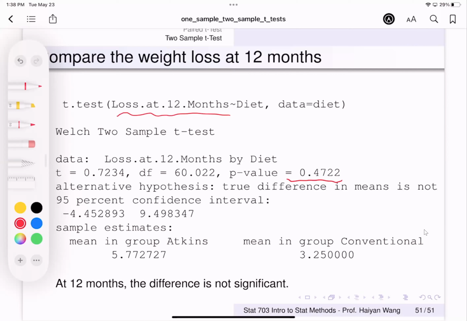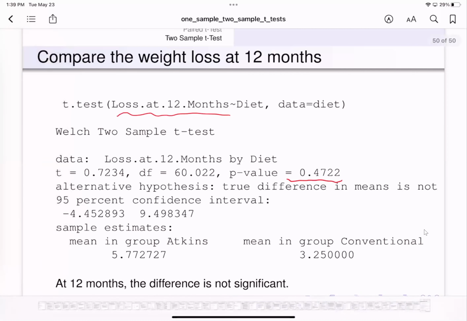So in either case, at 12 months, the diet no longer makes a difference in terms of the mean weight loss. So at 12 months, the difference is not significant anymore. So that's the example for the two-sample t-test, and we are not assuming that the variances are equal.